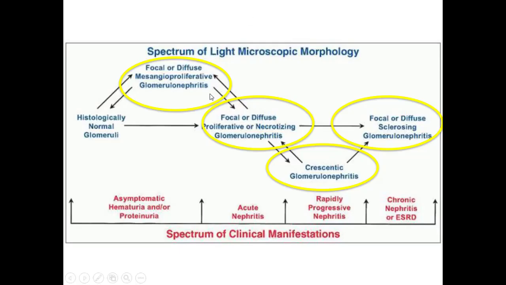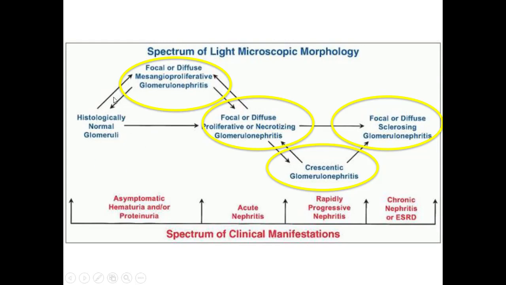So return back to this, and this is why I asked you about the relation of the spectrum of light microscopic morphology with the clinical manifestation. So if I have a patient with asymptomatic hematuria or proteinuria, it may indicate that the problem may be in the filtration membrane, or may be a problem in the capillary space or the endothelium. If there is a problem in the endothelium, the endothelium ruptures and excretes RBCs in the urine. So maybe histologically normal glomeruli.